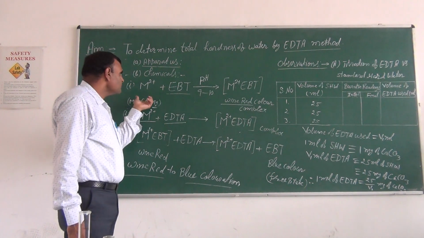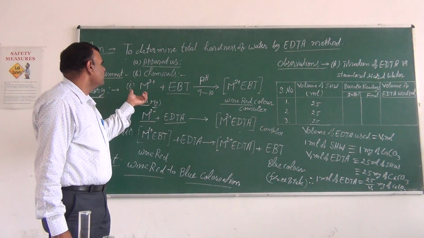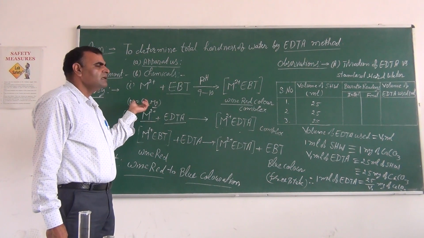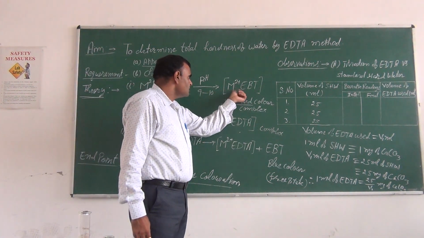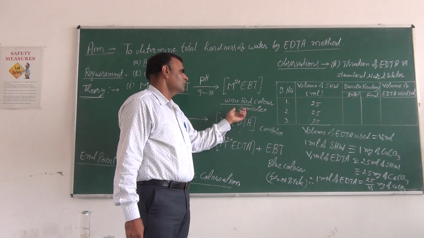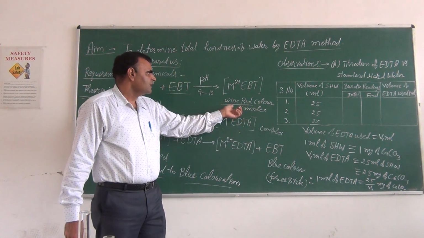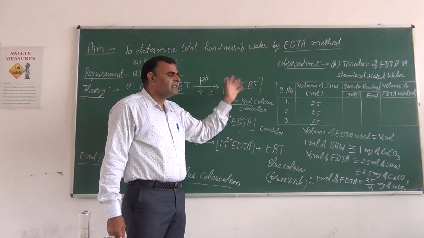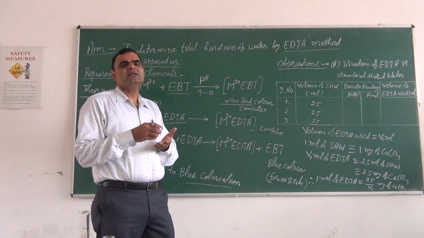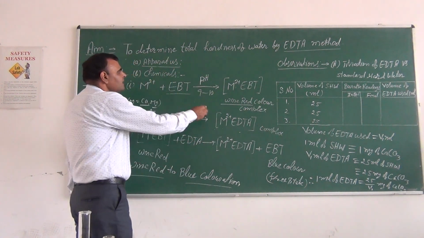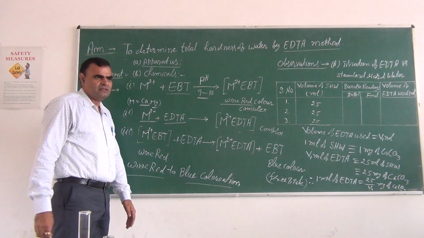EBT forms a soluble complex with the metal ions present in the water sample. This metal-EBT complex, which is wine red in color, is formed. This is a wine red coloration complex. The metal-EBT complex is formed when EBT is added to the water sample at a pH of 9 to 10.